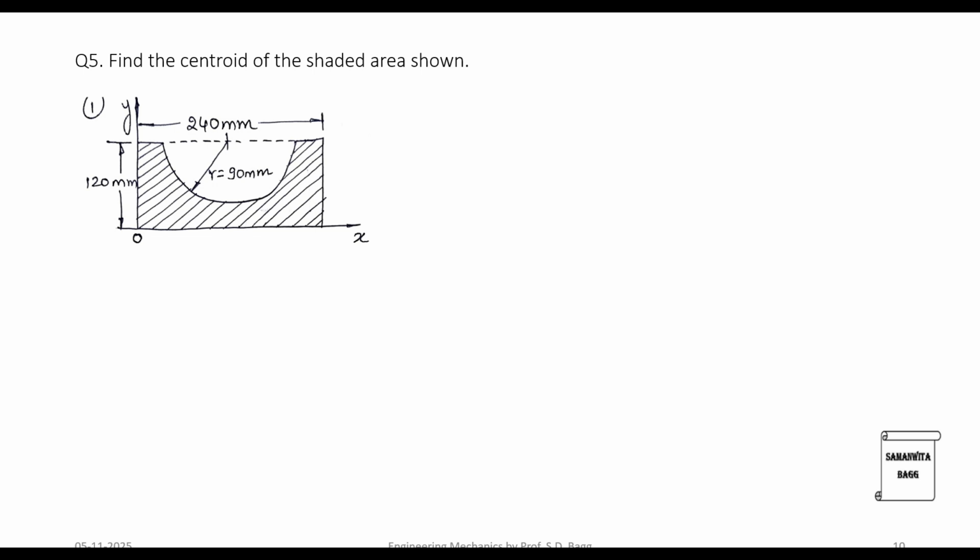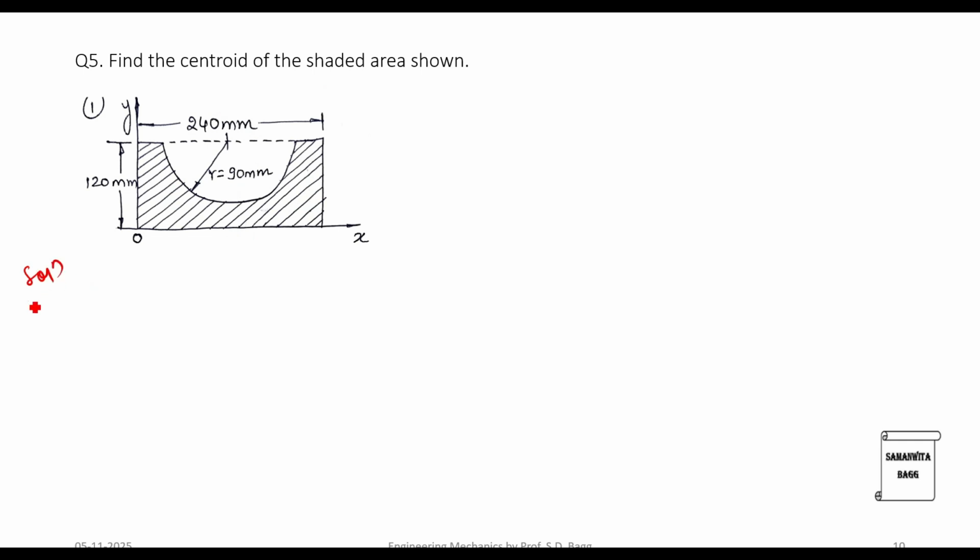Welcome to the next session on engineering mechanics. In this session, we will solve another numerical on the topic of centroid. You can see here we have to find the centroid of the shaded area which is shown here.